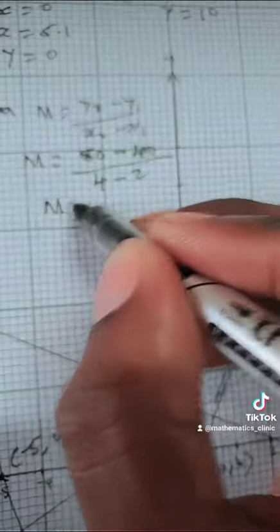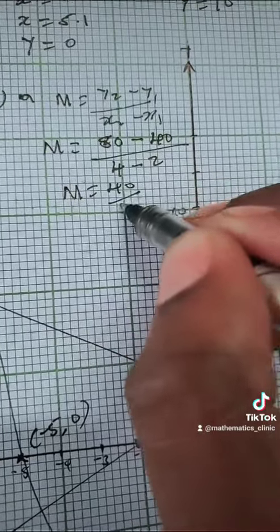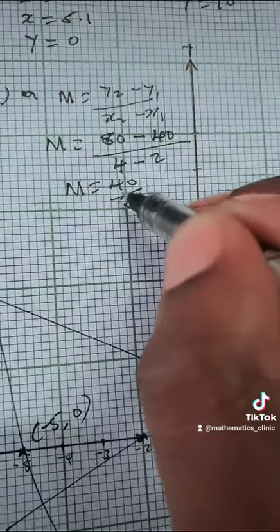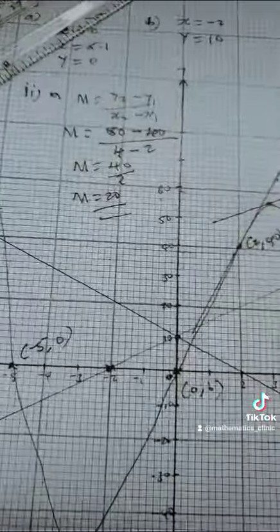So now I say my gradient is equal to 80 minus 40, I get 40, over 4 minus 2 is 2. Then I say 40 divided by 2, I get my gradient will be 20. So my estimated gradient will be 20 for that point.